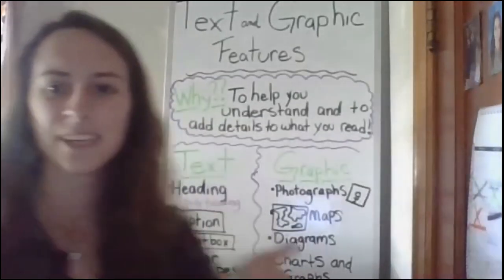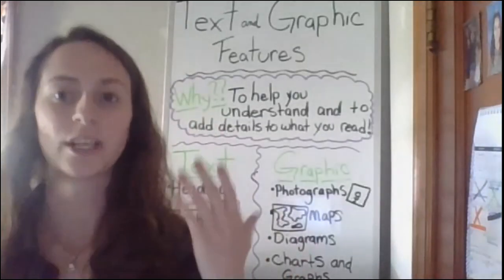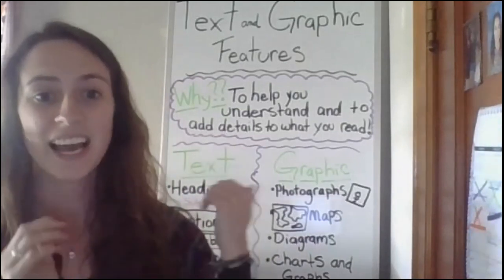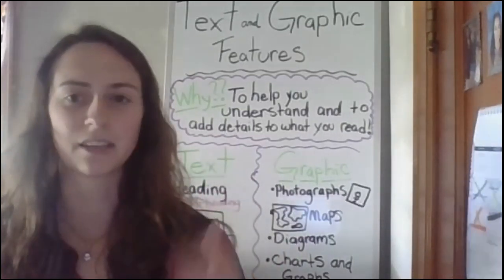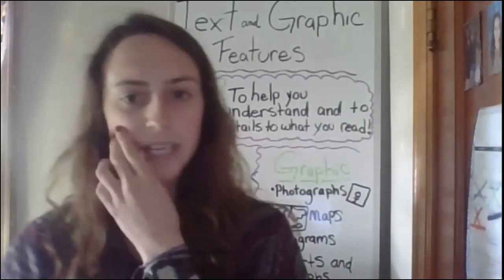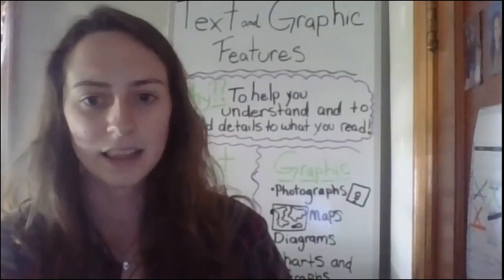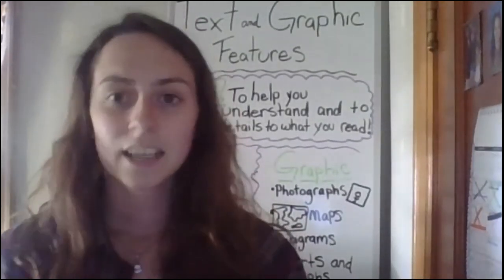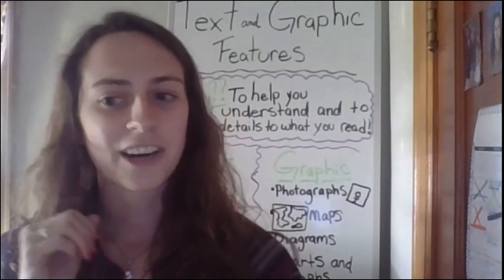So text features mainly help to further explain or identify really important parts of a text, and graphic features are adding more detail. They're giving you another way to look at the information that the author is trying to tell you as a reader. So I made a little PowerPoint thing so that we could practice looking at a text and trying to pick out the text and graphic features.